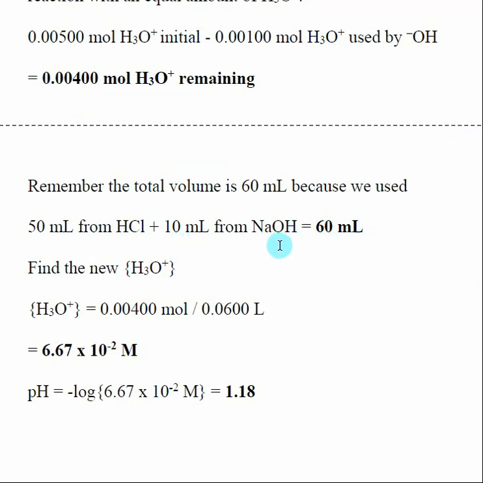You've got to remember, as we go along this titration, we're going to be adding a certain volume of sodium hydroxide to the titration. So our V total is going to change. So here our V total is 60 milliliters or 0.06 liters. So we take the number of moles of hydronium that we just calculated up here, we divide by the total volume, and we get the new concentration of hydronium after we've added 10 milliliters of our sodium hydroxide solution. Once we get this, we plug it into our pH equation, and then we get that the new pH is 1.18. So you can see, even after adding a little bit of sodium hydroxide, our pH has changed very slightly.